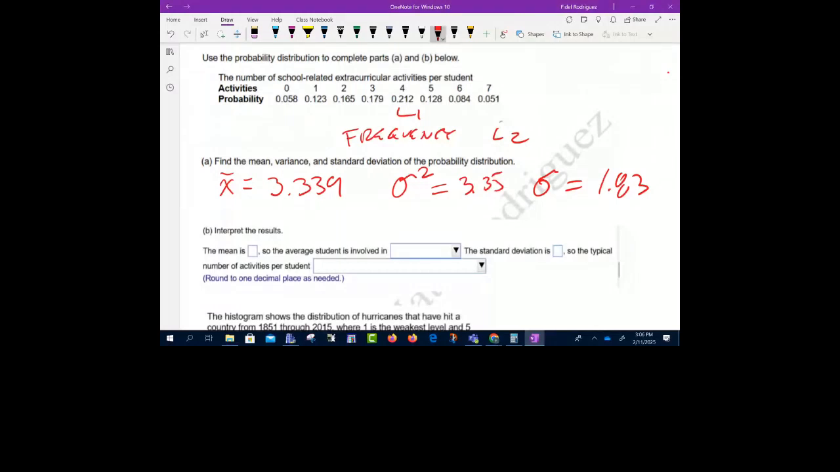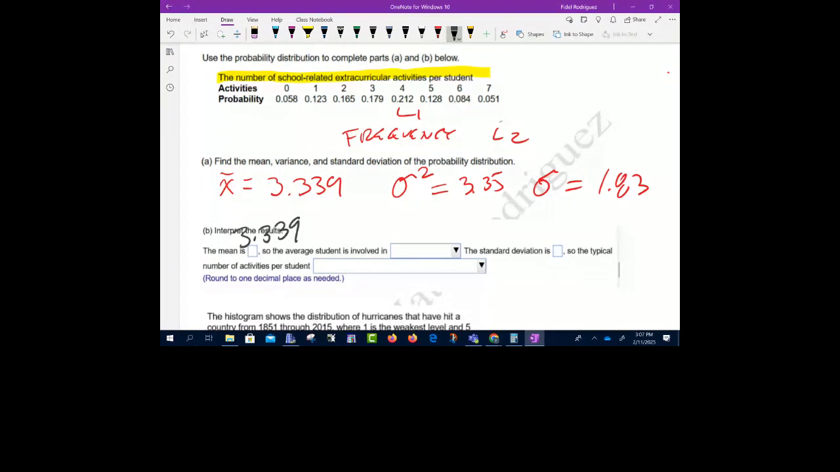Okay. Now, let's figure out what all of this stuff means. I'm going to read, what is this question even telling me? This question is telling me, look, we're looking at the number of school-related extracurricular activities per student. So what's the probability that a student is involved in no extracurricular activities? 0.058. What's the probability that they're involved in one extracurricular activity? 0.123, so on and so forth. Our mean, y'all, was 3.339. So right here, I'm going to put 3.339.